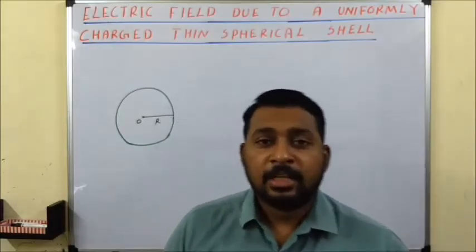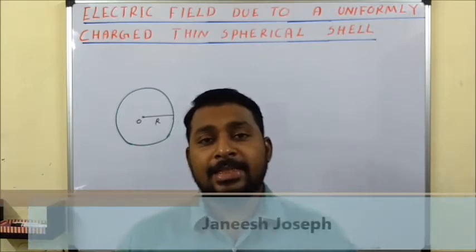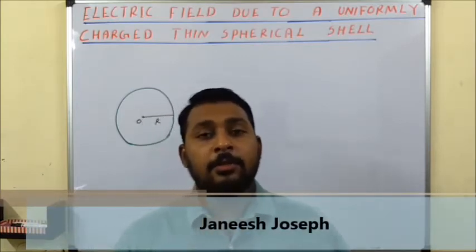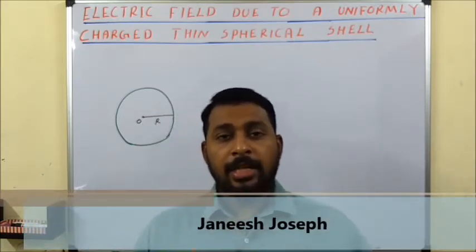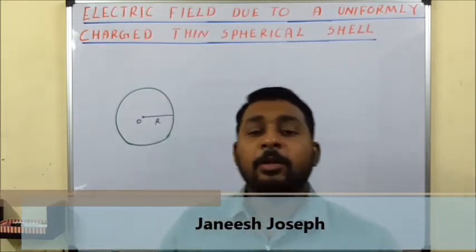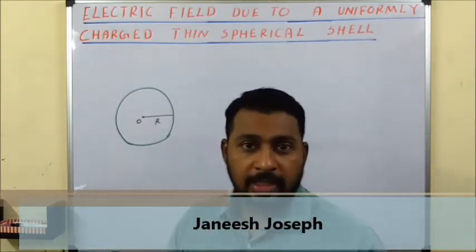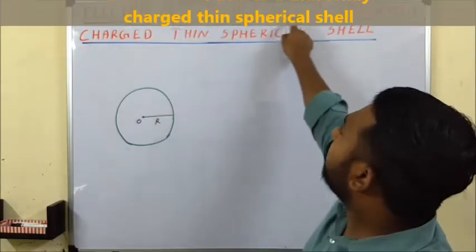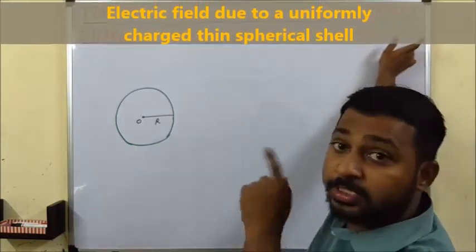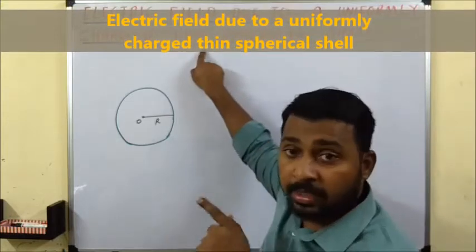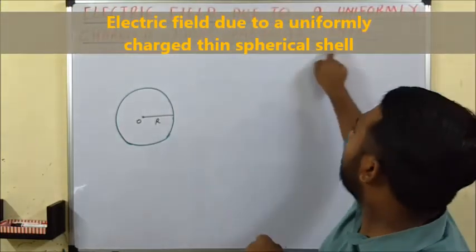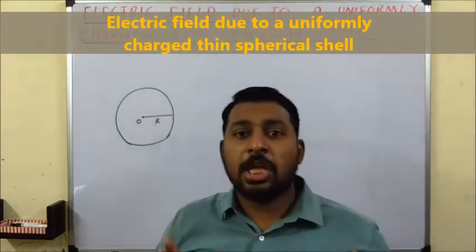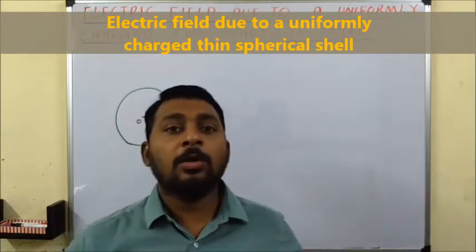Hello everyone. Today we are going to discuss the third application of Gauss's theorem. That is the electric field due to a sphere, a hollow sphere. Look at the heading: electric field due to a uniformly charged, very thin, spherical shell. A shell means it is a hollow sphere.